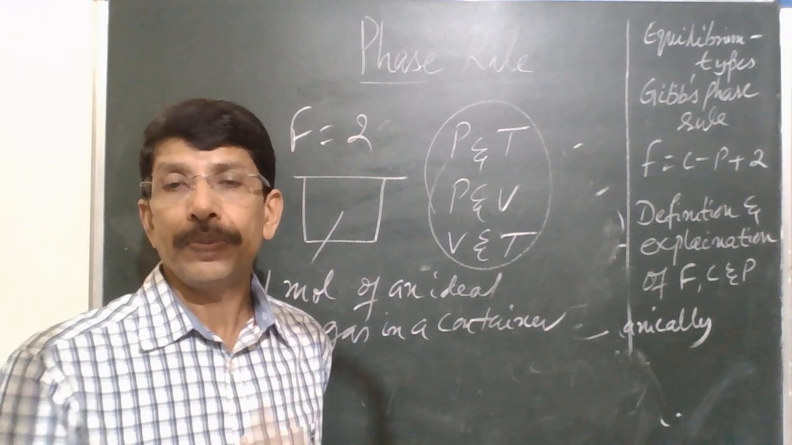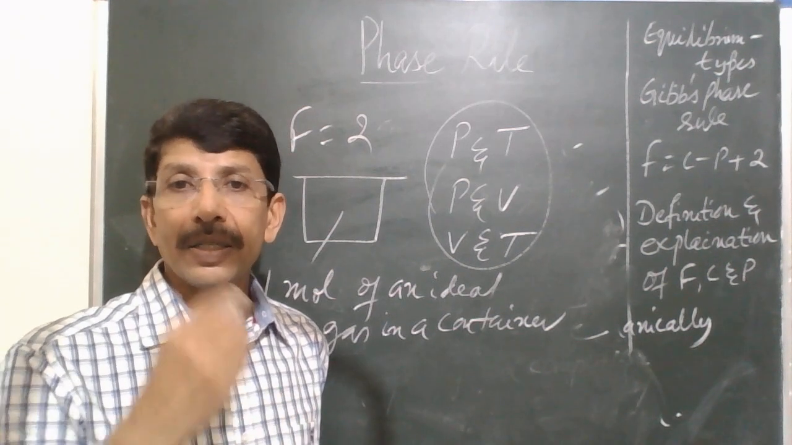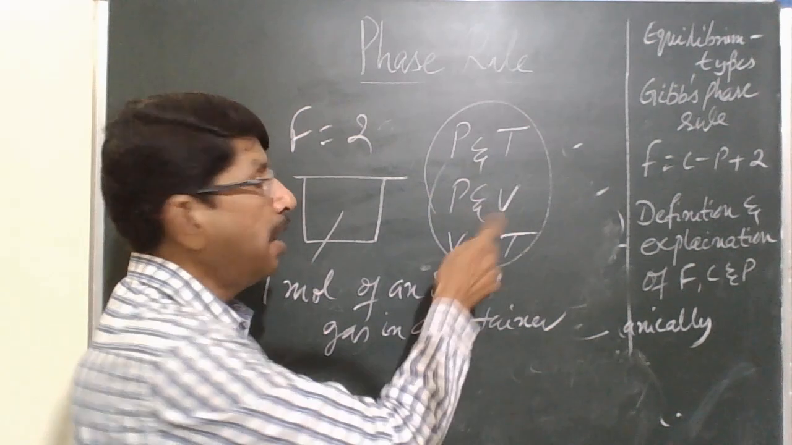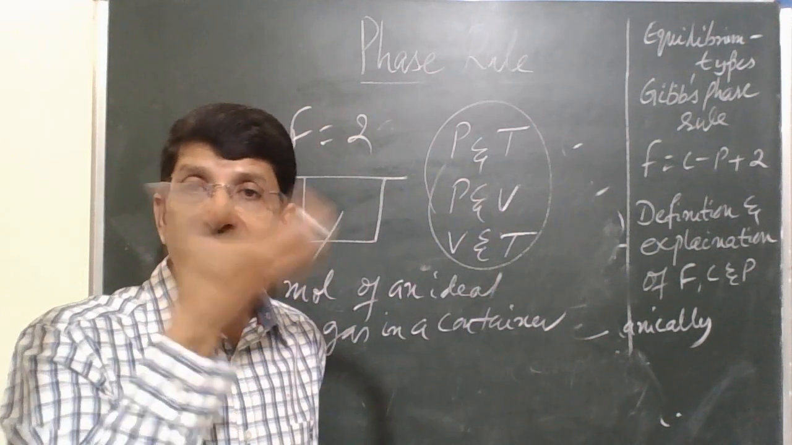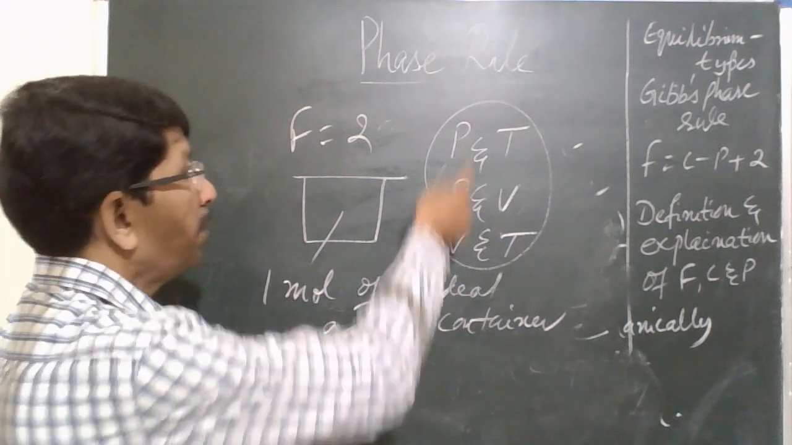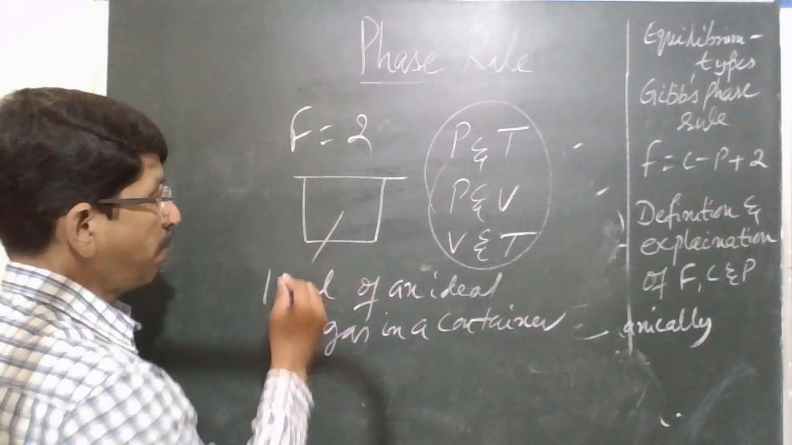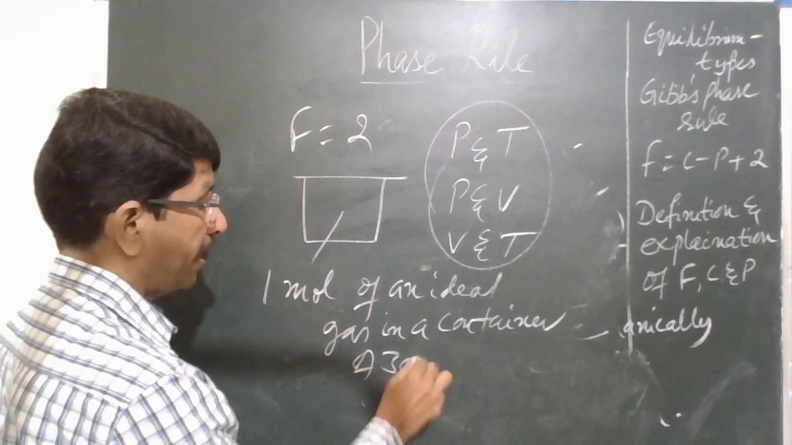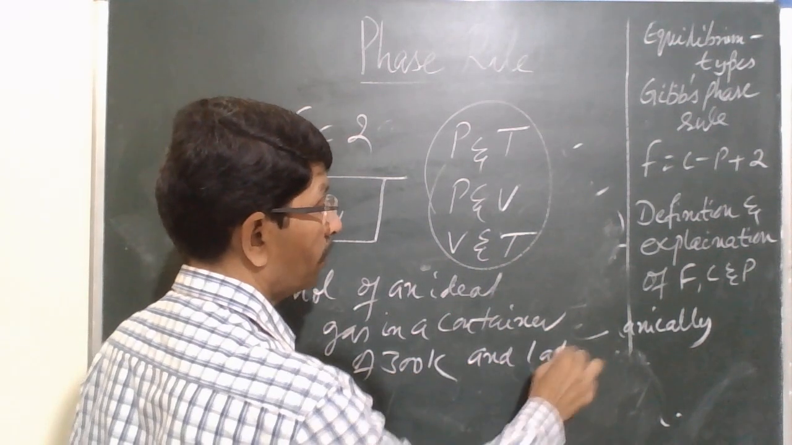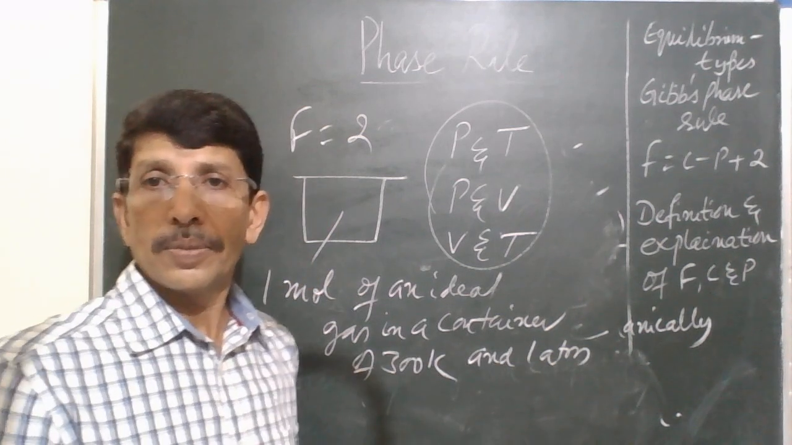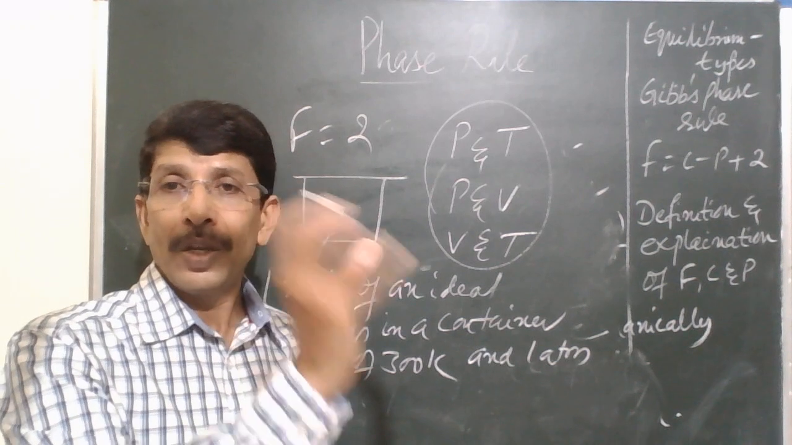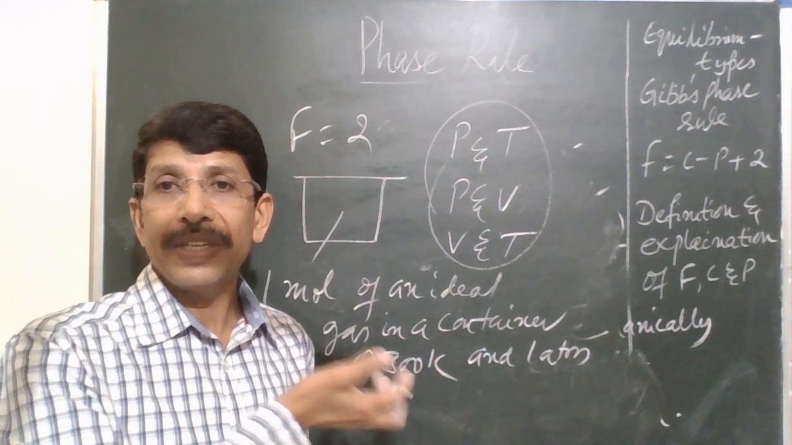Degree of freedom is 2 because I need to specify 2 variables like pressure and temperature, or pressure and volume, or volume and temperature, so that I have a clear idea of what its state is. Because when I say 1 mole of an ideal gas at 300 Kelvin and 1 atmospheric pressure, this is the state. I am able to specify what the properties of the gas are.